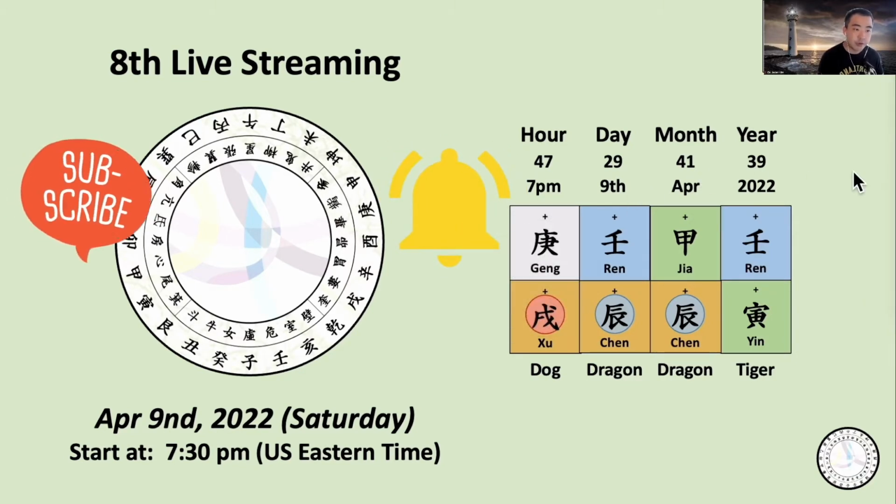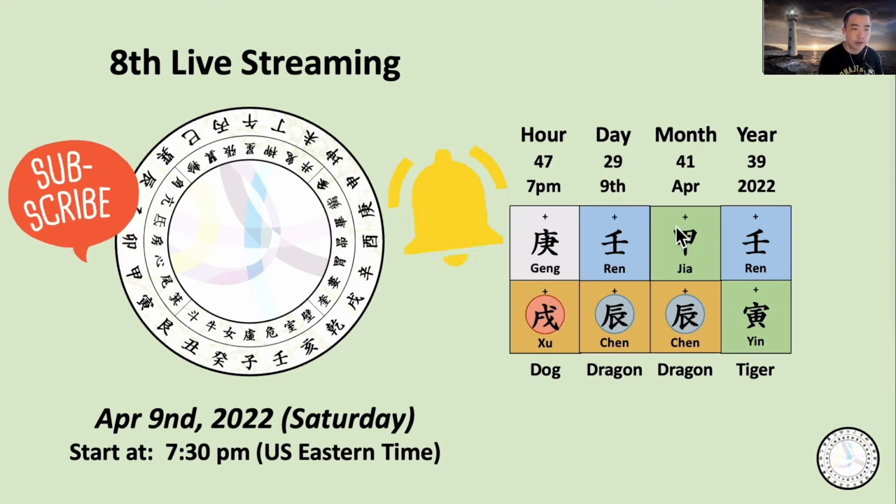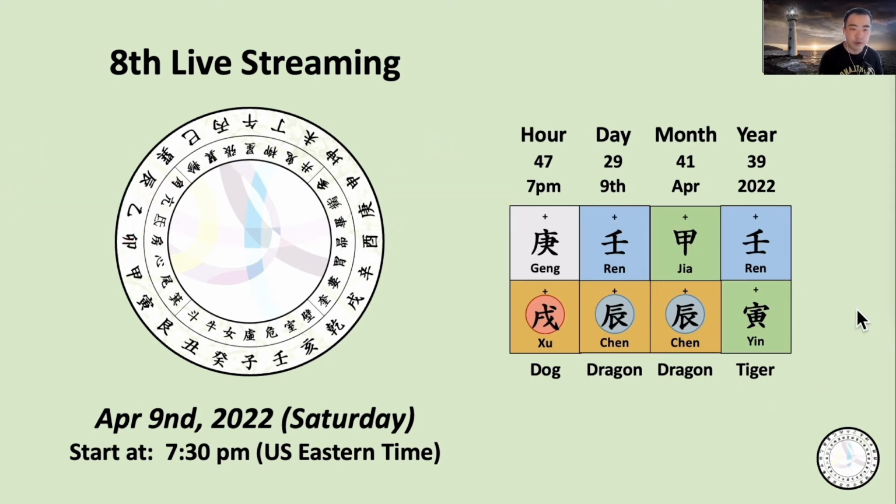Today is 2022, April 9th. It is the Jia Wood Dragon month and today is Rain Water Dragon day. And now it's 7:30, which is Gong Metal Dog hour.